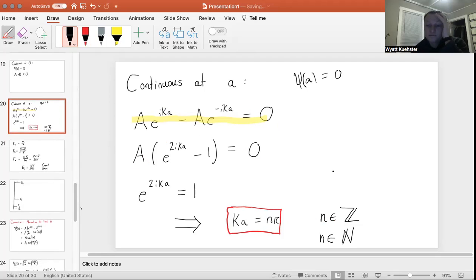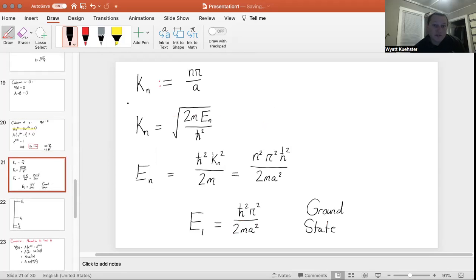So that won't work. And then for n negative, since this equation has an e to the ika and e to the minus ika, minus n is going to give us the same solution as plus n. So we can get all the solutions if we exclude 0 and only look at the positive natural number solutions.